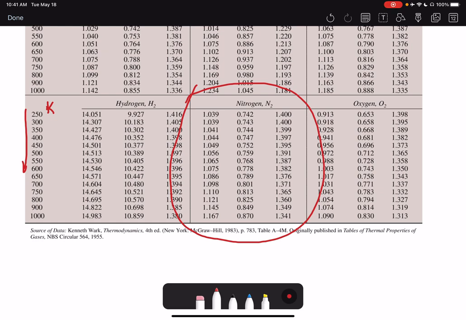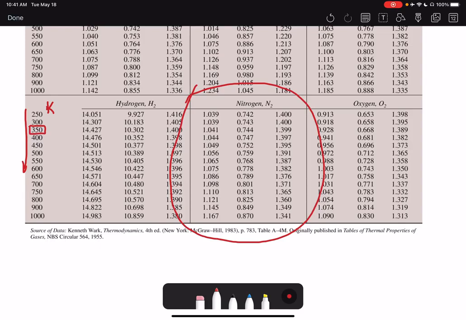So we know that we have to find CV at 332 Kelvin. So if we go to 332, there is no value for 332, but we're going to use the closest value. We do not need to interpolate. Okay, remember that we just look for the closest value and we're going to use it. So we're going to use the value of 350. Okay, 350 is the closest to 332.